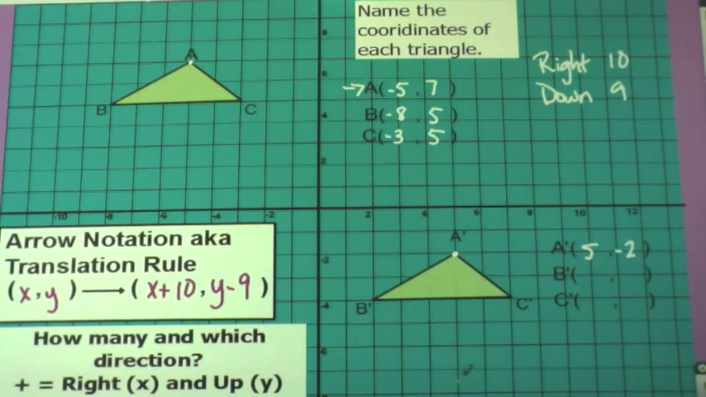Let's try the next two mathematically. Let's take B. It's -8. -8 plus 10 is 2. And y is 5. 5 minus 9 is -4. If we look at B prime, it's located at 2, -4. Okay? C prime mathematically. C is -3. -3 plus 10 is 7, and then y is 5. 5 minus 9 is -4. Notice that C prime is located at 7, -4.